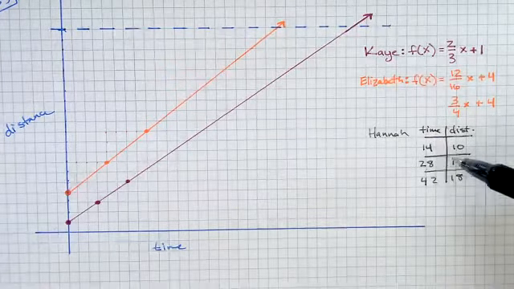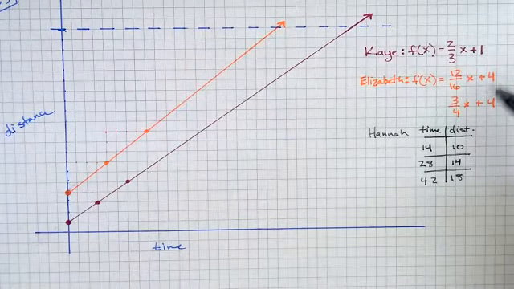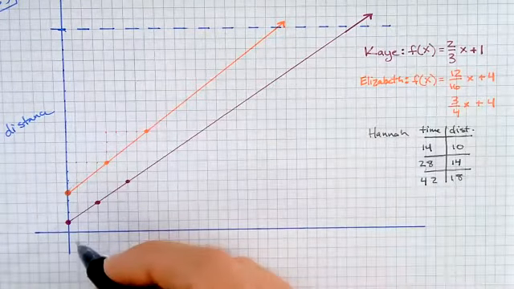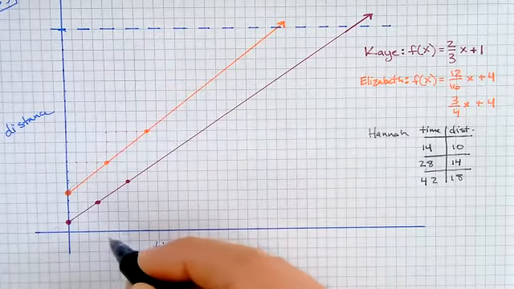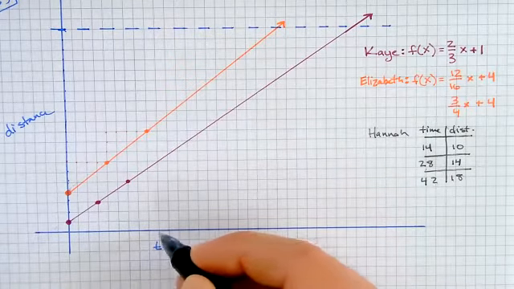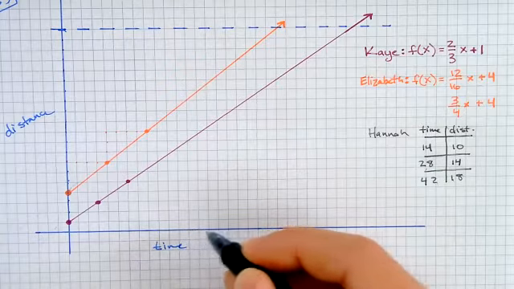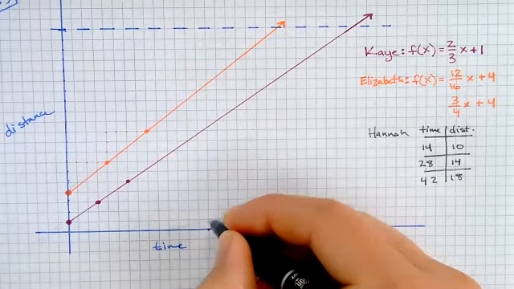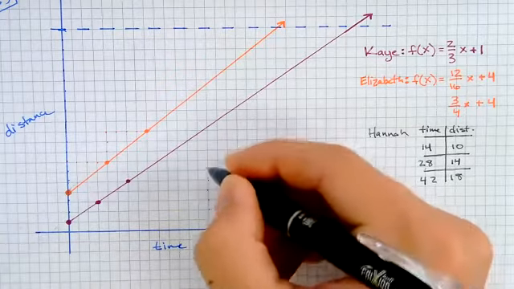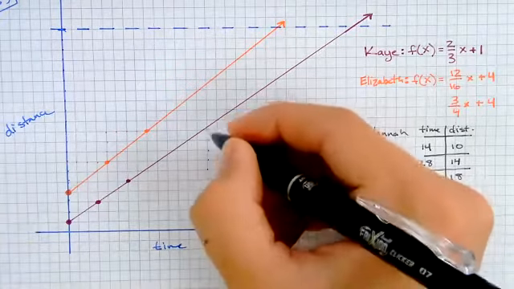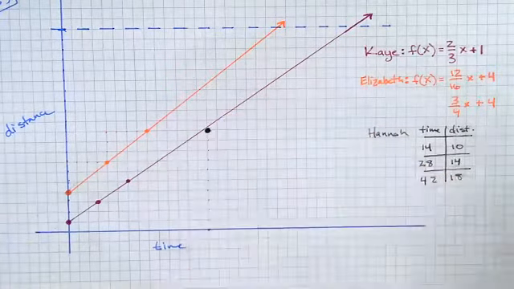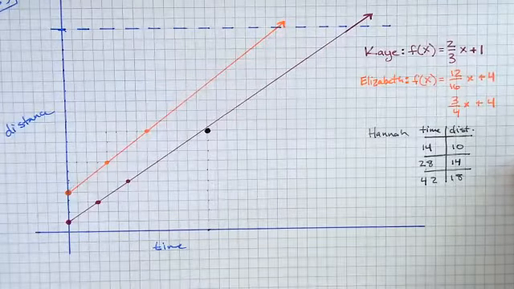So we can plot that first point fairly easily. 14, 1, 2, 3, 4, 5, 6, 7, 8, 9, 10, 11, 12, 13, 14, and 1, 2, 3, 4, 5, 6, 7, 8, 9, 10. So there's that point right there.